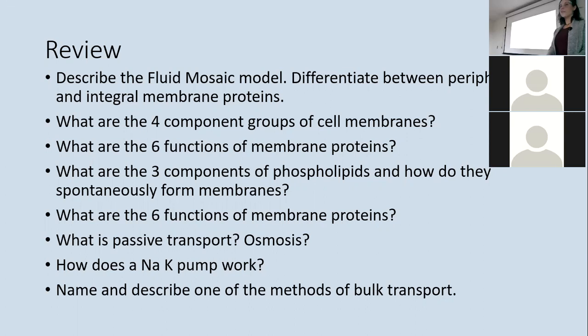They can be saturated or unsaturated. Long fatty acid tails, right? The long fatty acid tails, the big hydrocarbon chains. So the non-polar hunk. And we've got the polar hunk, the phosphate and whatever is attached to it. And we've got the glycerol and the two fatty acid tails. There's our phospholipid. And how do they spontaneously form membranes?